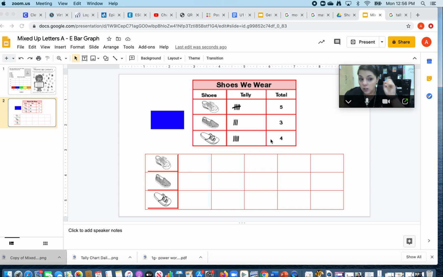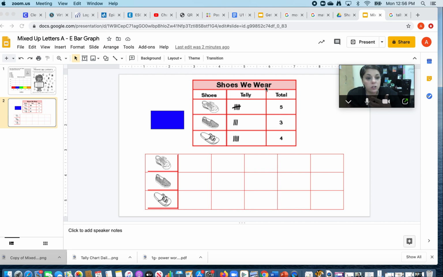This is a tally chart. Good. It has a label right here. What do you think this tally chart is about? It says shoes we wear. So with that being the title, what do you think this information was? It's the type of shoes somebody wore somewhere. It doesn't tell us in class, so it could have been to the mall, shoes we wear to the park.